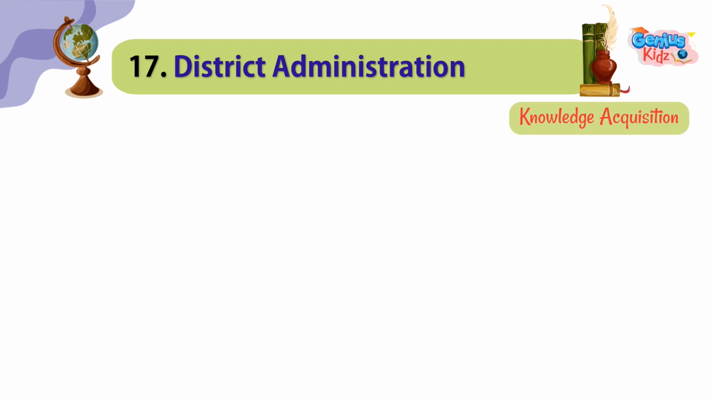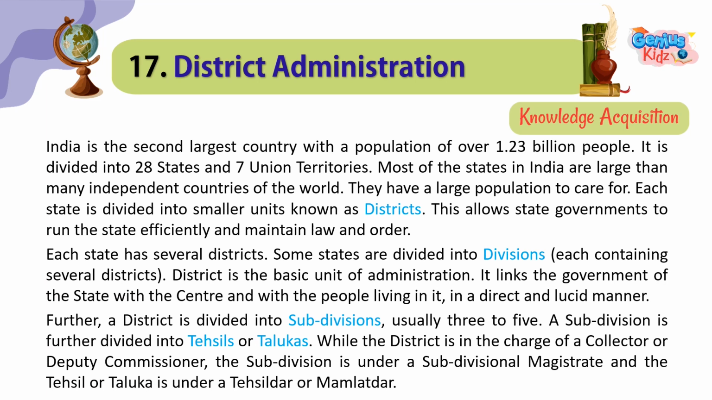Knowledge Acquisition. India is the second largest country with a population of over 1.3 billion people. It is divided into 28 states and 7 union territories. Most of the states in India are larger than many independent countries of the world. They have a large population to care for.